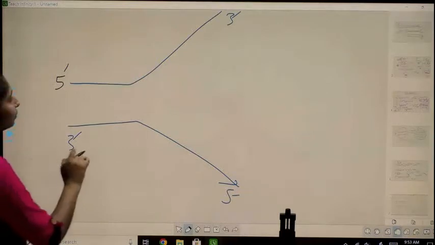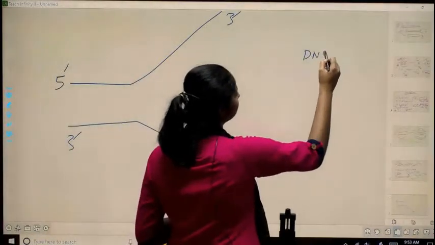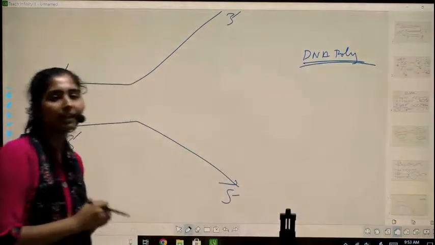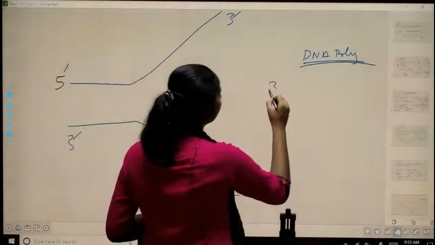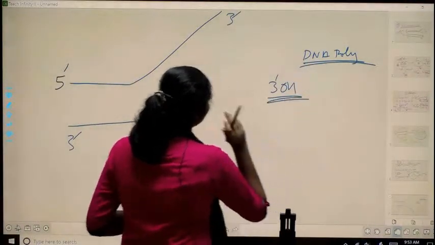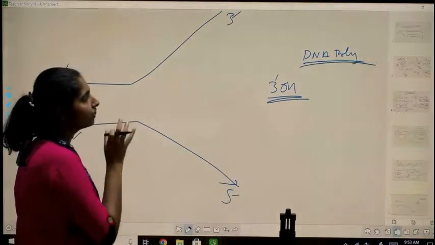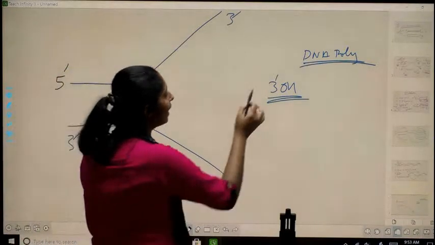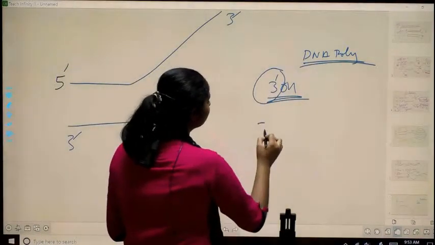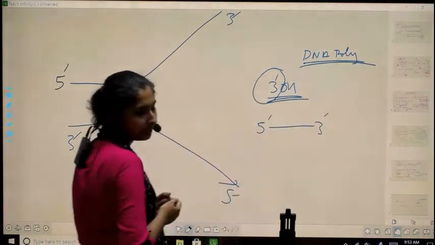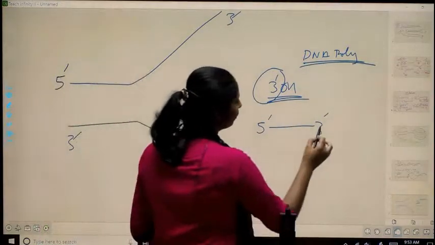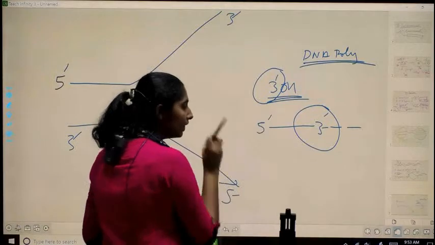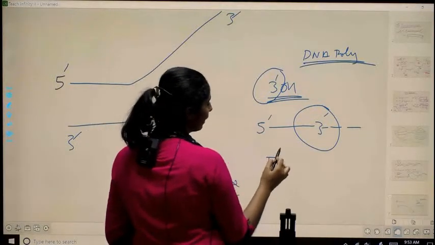So we know that DNA polymerase can only add new nucleotides to the 3' OH side of an existing strand. So DNA polymerase requires an existing strand, and in that existing strand it can add nucleotides only to the 3' end. We know that DNA has a 5' end and a 3' end. So DNA polymerase can add new nucleotides only to the 3' end. So 3' end is known as the growing end. So DNA replication will always proceed from 5' to 3'.